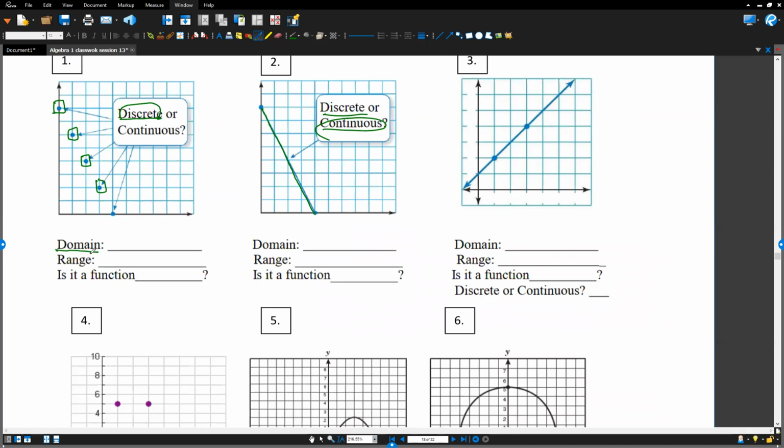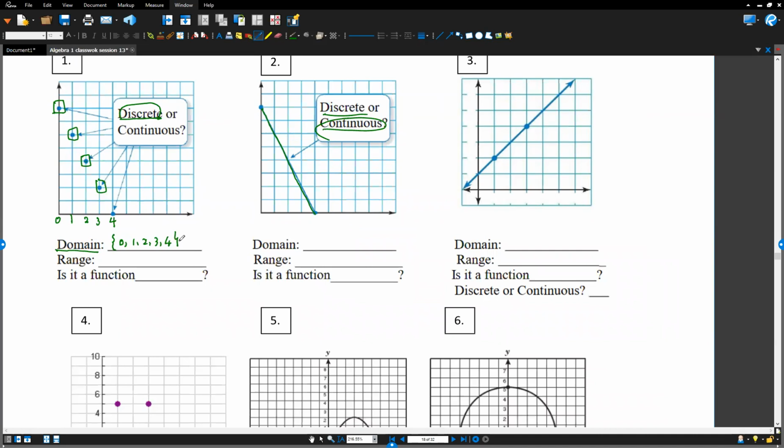Okay, what is the domain? Domain is the x value, right? This is discrete, that is continuous. The domain here: this point is x equals 0, x equals 1, x equals 2, x equals 3, and this point is x equals 4. So the domain is x equals 0, 1, 2, 3, 4, the value of x.